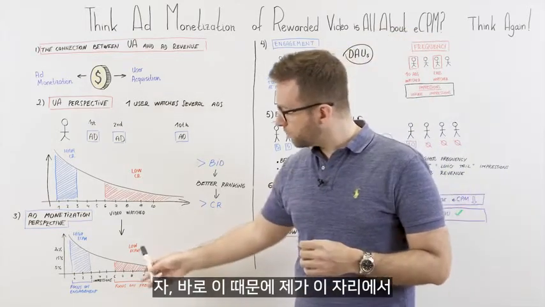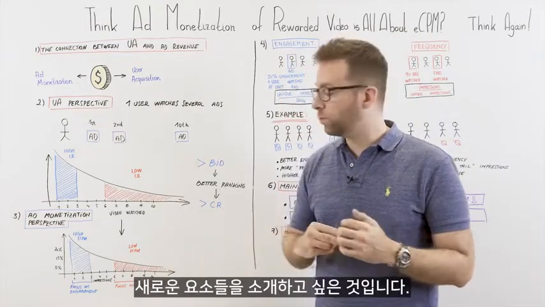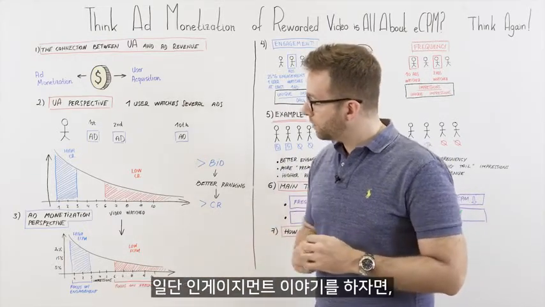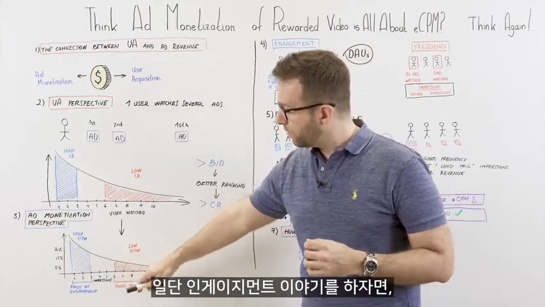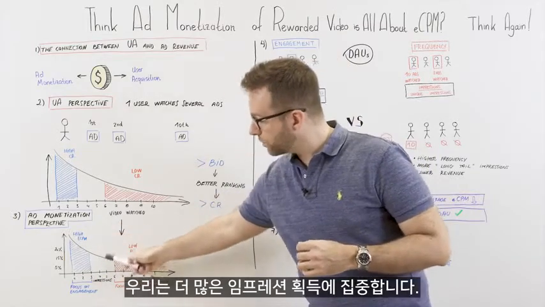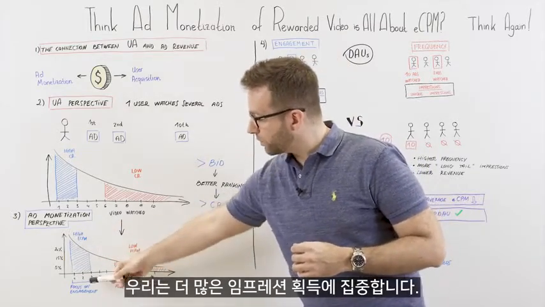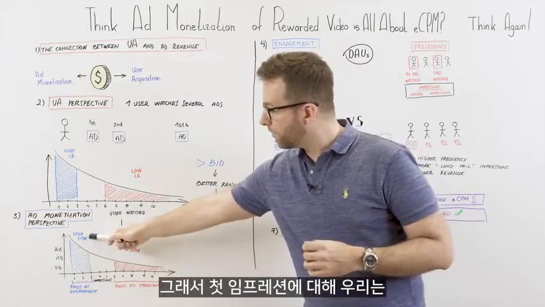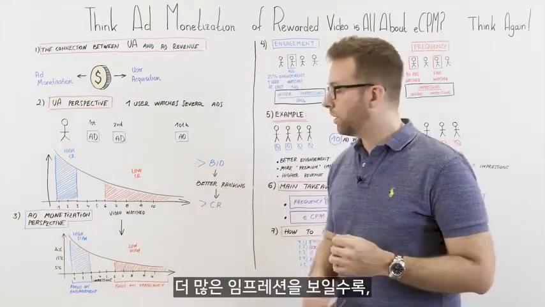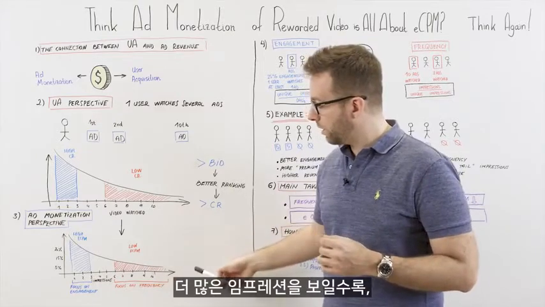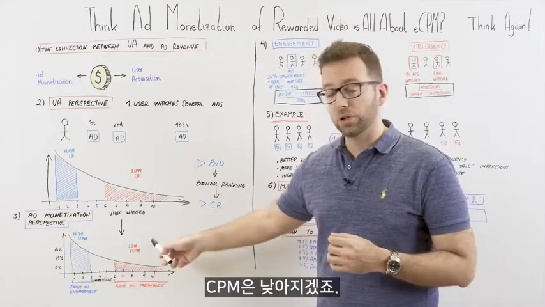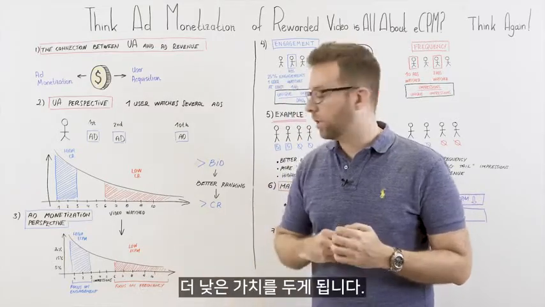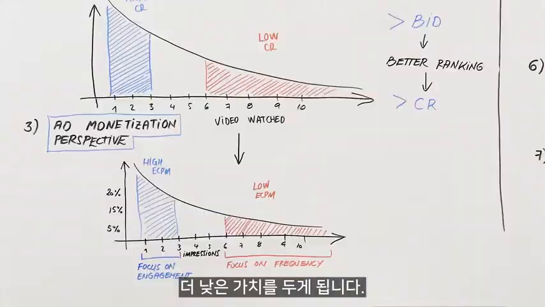So that's why I want to introduce two new elements here. One is engagement and one is frequency. If we focus on engagement, we focus on having more impressions between 1 and 3 or 4. The first impression is where we have high value and high eCPM. The more impressions we show, the lower the CPM will be, so we will add less value to our ad monetization.